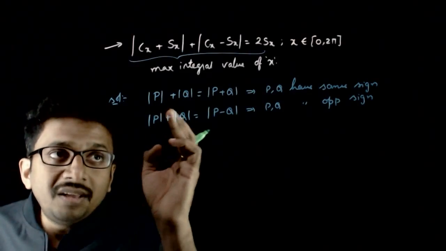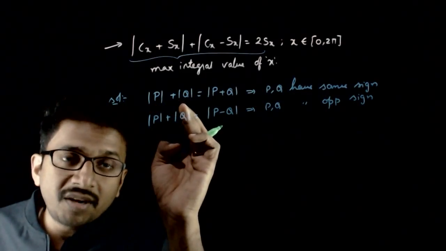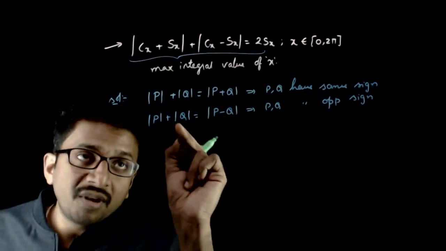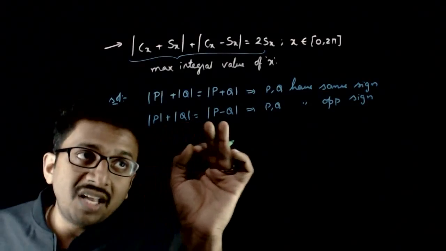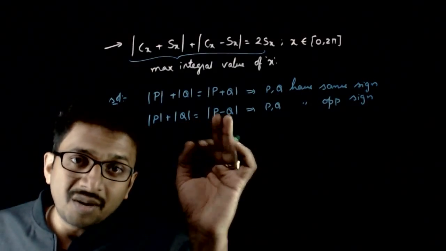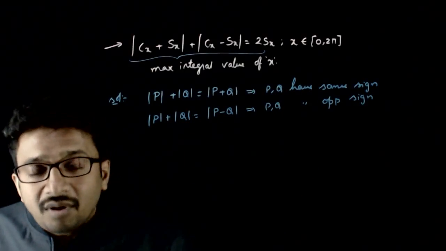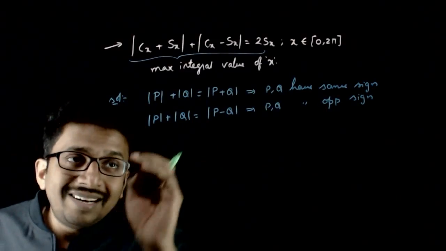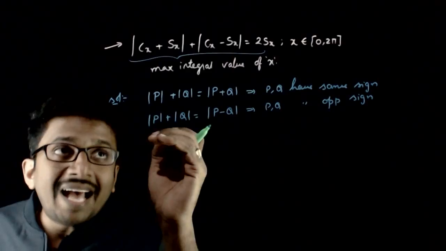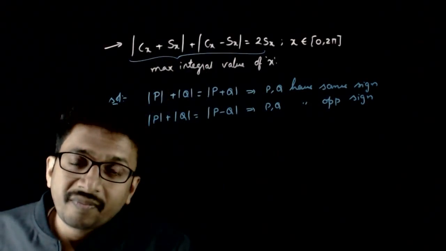So mod of some number plus mod of some other number is equal to mod of number plus number if both have the same sign. If the sum of mods is equal to the difference mod, then p and q should have opposite signs. This is very easy to check. Now, does this theory have some relation with this question?